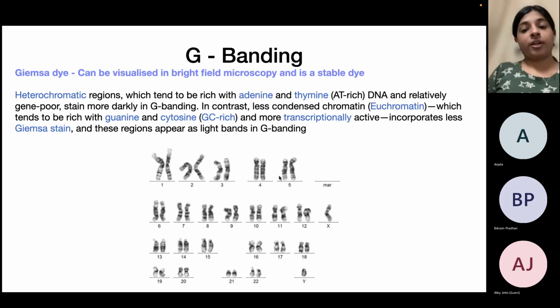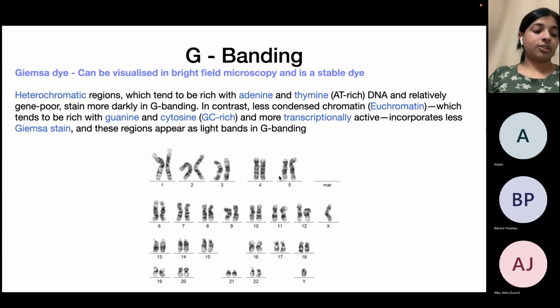The second type of karyotyping, this is more common nowadays because with the Q banding, it's fluorescent, so you cannot view it under bright microscopy. You need a fluorescent microscope to visualize it. And also the dye quenches with time. So it's a very short-lived image that you get. And as and when you delay the imaging, the signal will get weaker and weaker.